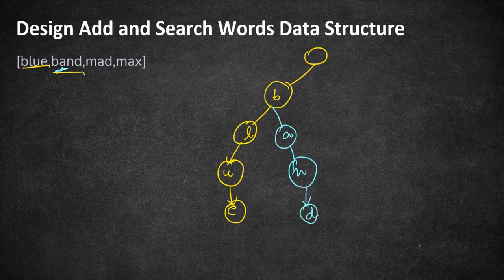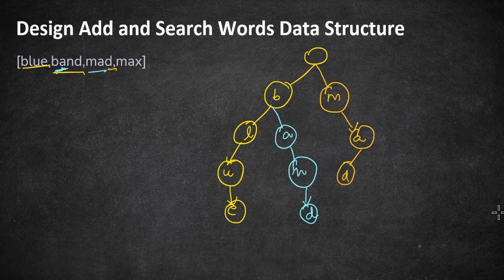Moving forward to our next word, which is mad. We are going to look for M in the tree. M is not there, so we are going to insert that as an immediate child of the root. The next character is A. M is not filled with A, so we are going to fill A next to M. And then the next character in mad is D, so we are going to fill D.